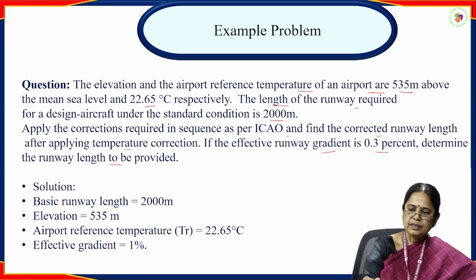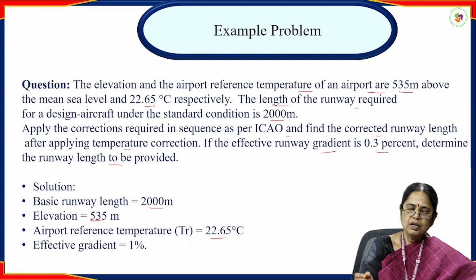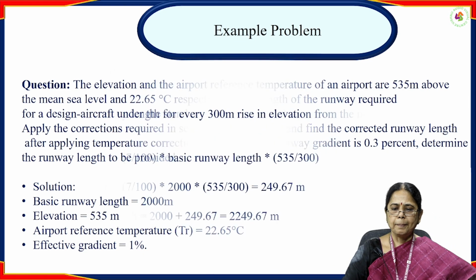Basic runway length given is 2000 meters, elevation is 535 meters, and the airport reference temperature TR is equal to 22.65 degrees centigrade. Effective gradient is 1%.